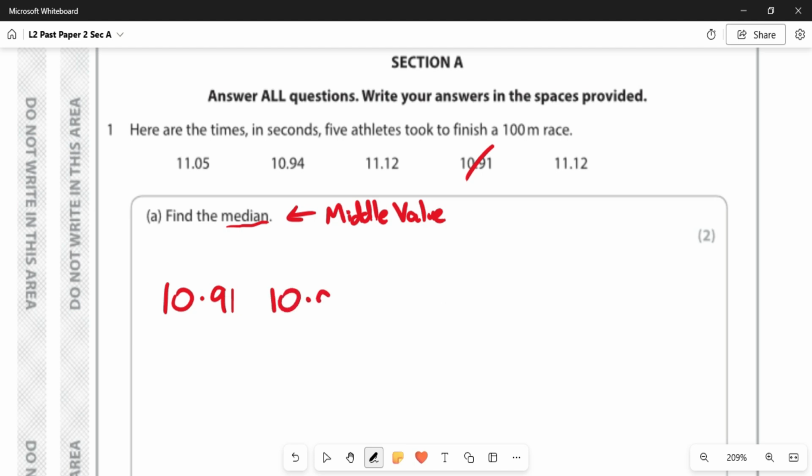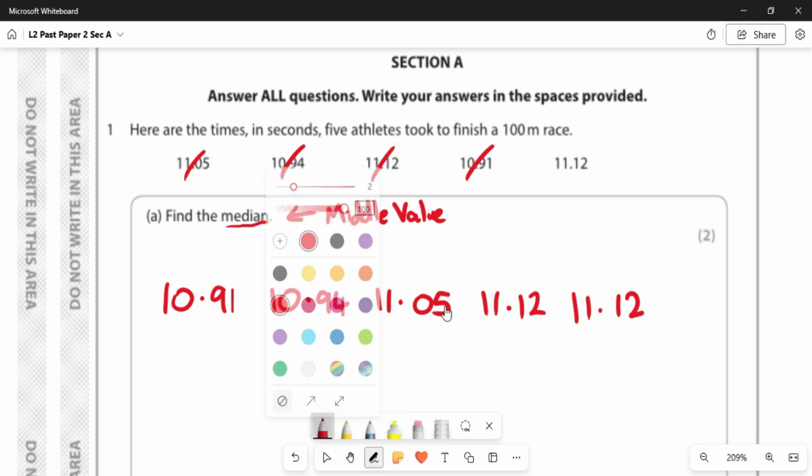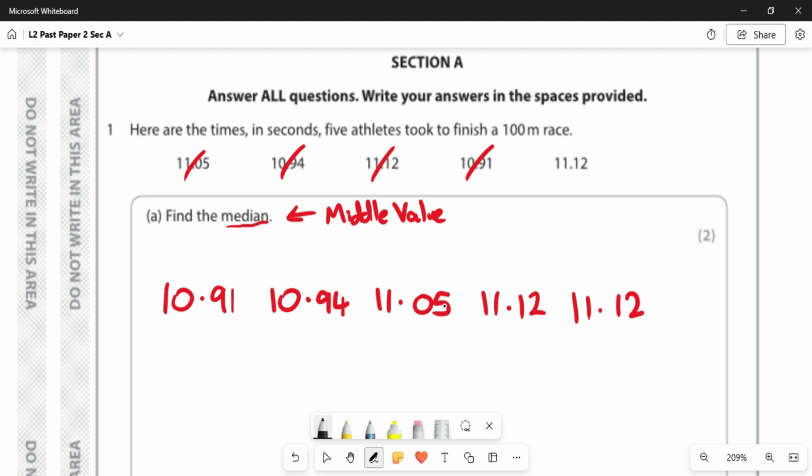10.94 is the next one. Then we have 11.05, and then we have 11.12 and another 11.12. Okay, so now when you cross your numbers off from the ends, so you work your way towards the center. That goes with that. That goes with that. You're left with one in the middle, and in this case is 11.05.